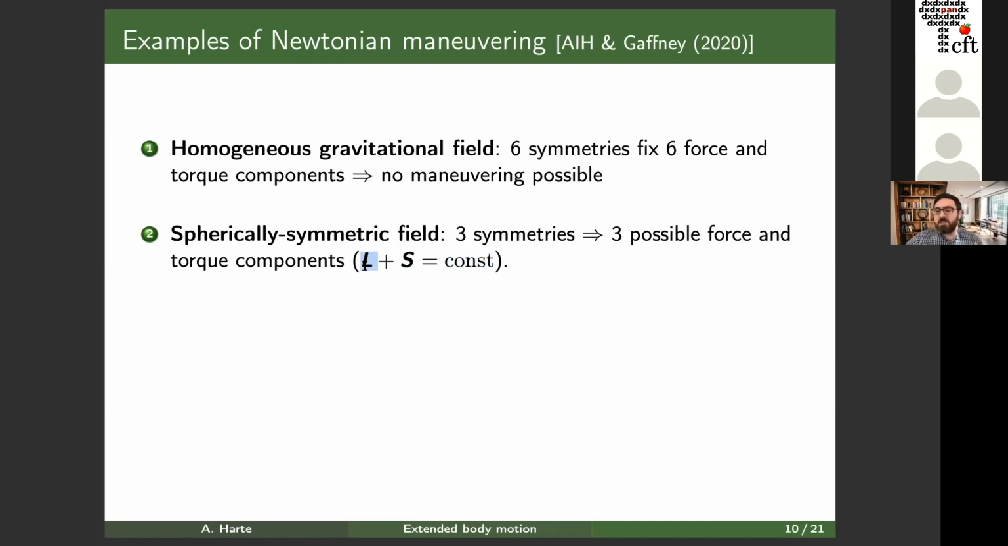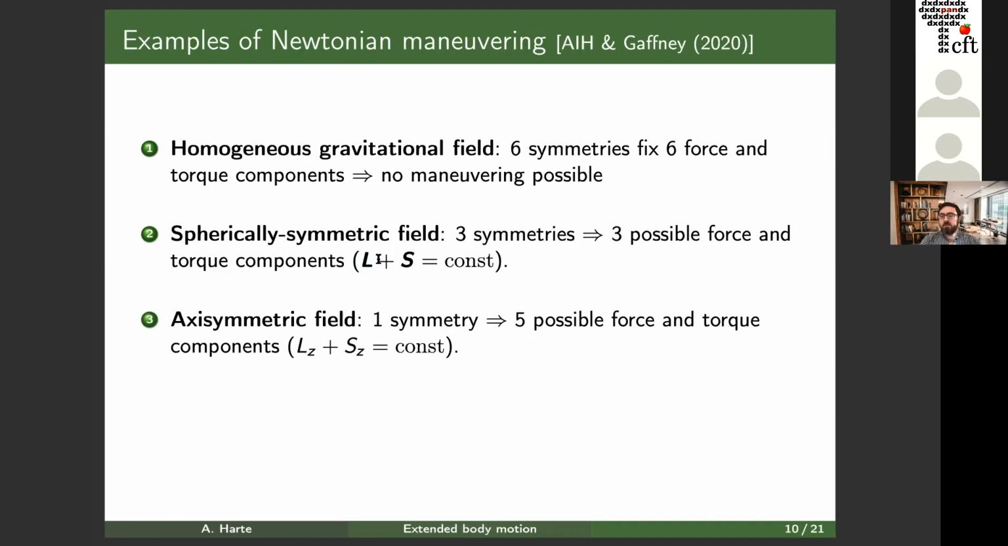So you can, for example, change your orbital angular momentum L, but in so doing, you must take that angular momentum and spin yourself up. There's no way to avoid this trade-off between orbital angular momentum and spin angular momentum.